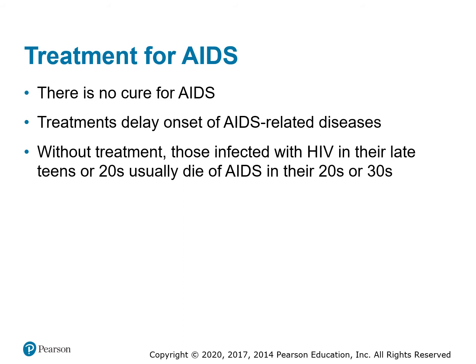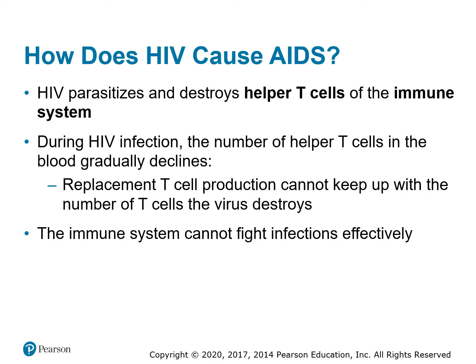So without treatment, those that have HIV in their late teens or 20s usually would die by the age of 30. What HIV does is it basically goes and infects your helper T cells, which are the cells that help mount an immune response, and it injects its genome into them. Then, as those cells replicate, because let's say you have an infection and you need more white blood cells, your body triggers the production of more of them. So whenever these are replicating, they're basically copying themselves with a virus inside them.